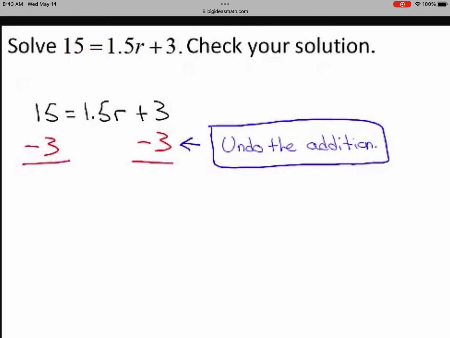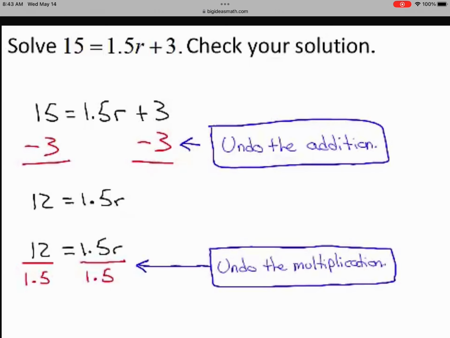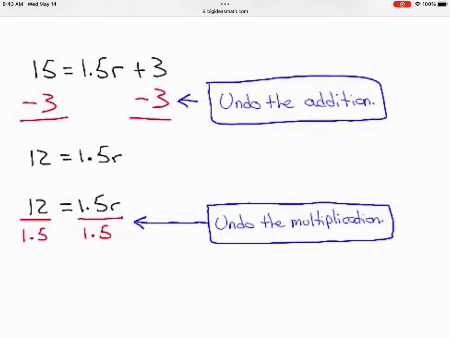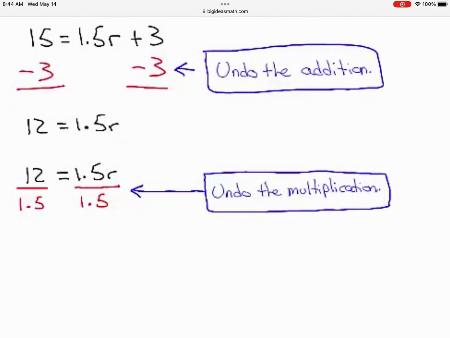Because 15 minus 3 is 12 and 3 minus 3 is 0, 12 equals 1 5/10 r. Next undo the multiplication by dividing each side of the equation by 1 5/10. 12 divided by 1 5/10 equals 1 5/10 r divided by 1 5/10. Because 12 divided by 1 5/10 is 8 and 1 5/10 divided by 1 5/10 is 1, 8 equals r.